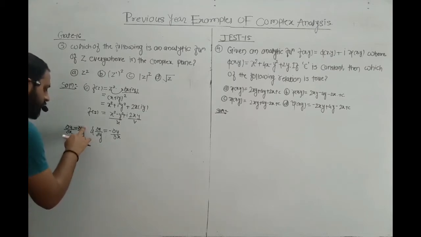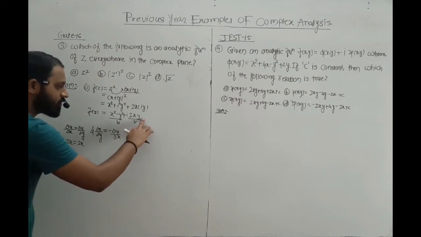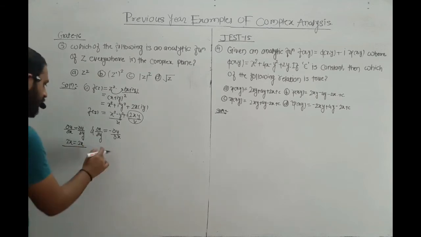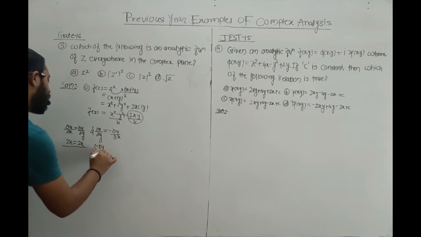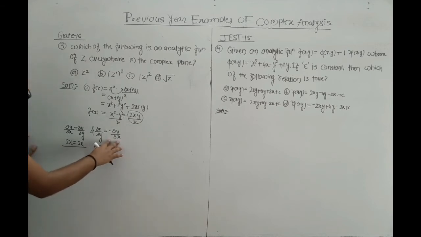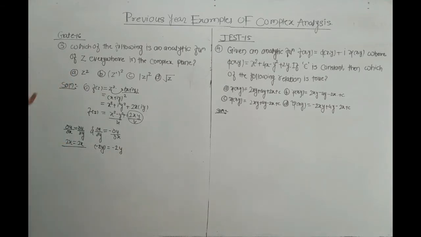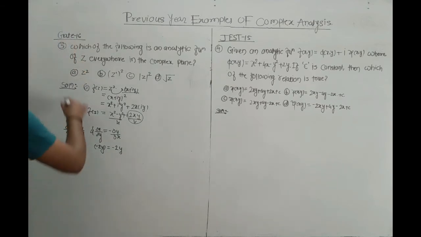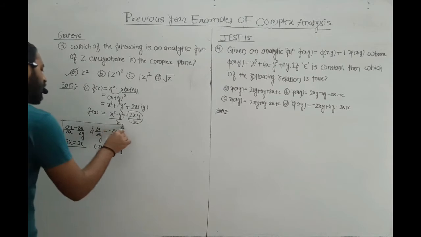You have to differentiate v with respect to y. Therefore, 2x is constant and the derivative of y with respect to y is 1. Ye toh satisfied ho gaya. Next, the derivative of u with respect to y is minus 2y. The derivative of v with respect to x: 2y is constant, derivative of x is 1. Therefore, the first option is satisfied. That's why this is the correct option, which is the analytic function because it satisfies the CR equation.